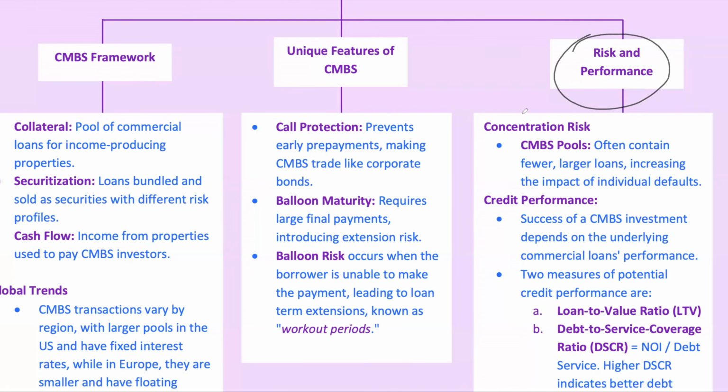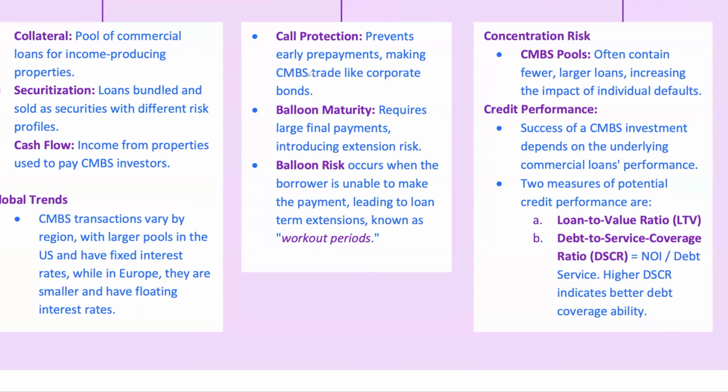Speaking of risks, CMBS carries concentration risk. Unlike residential mortgage-backed securities, RMBS, which are spread out over lots of smaller loans, CMBS pools might only have a handful of large loans. If one loan defaults, it's a big deal, so investors have to dig deep into the structure, the specific loans, and even the property owners.